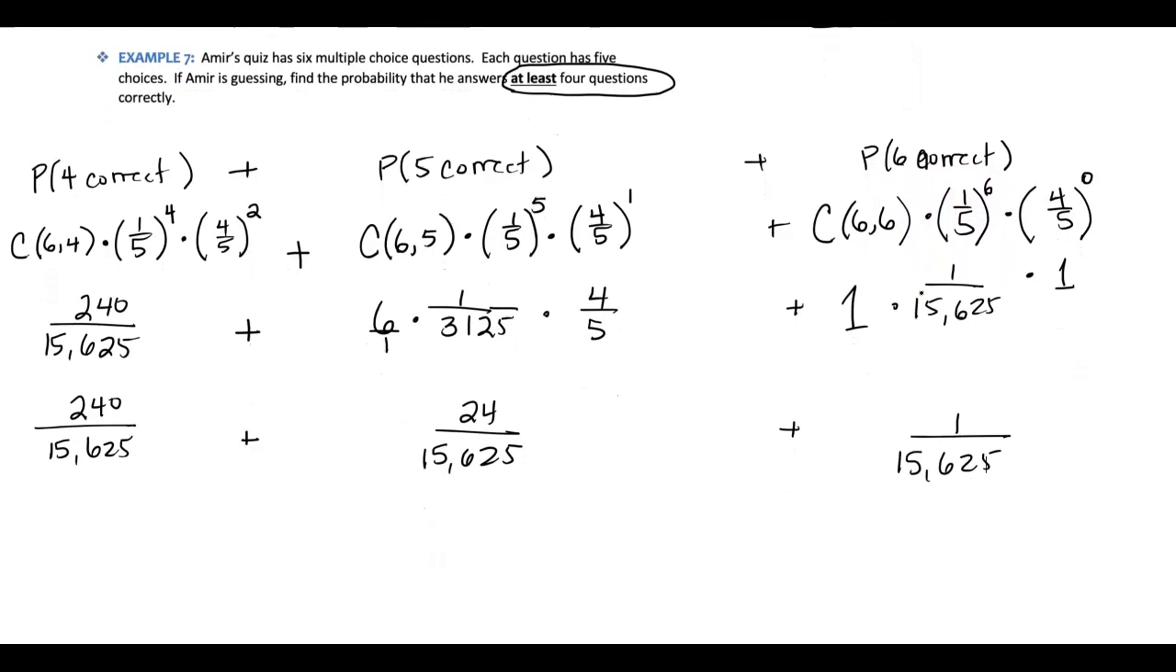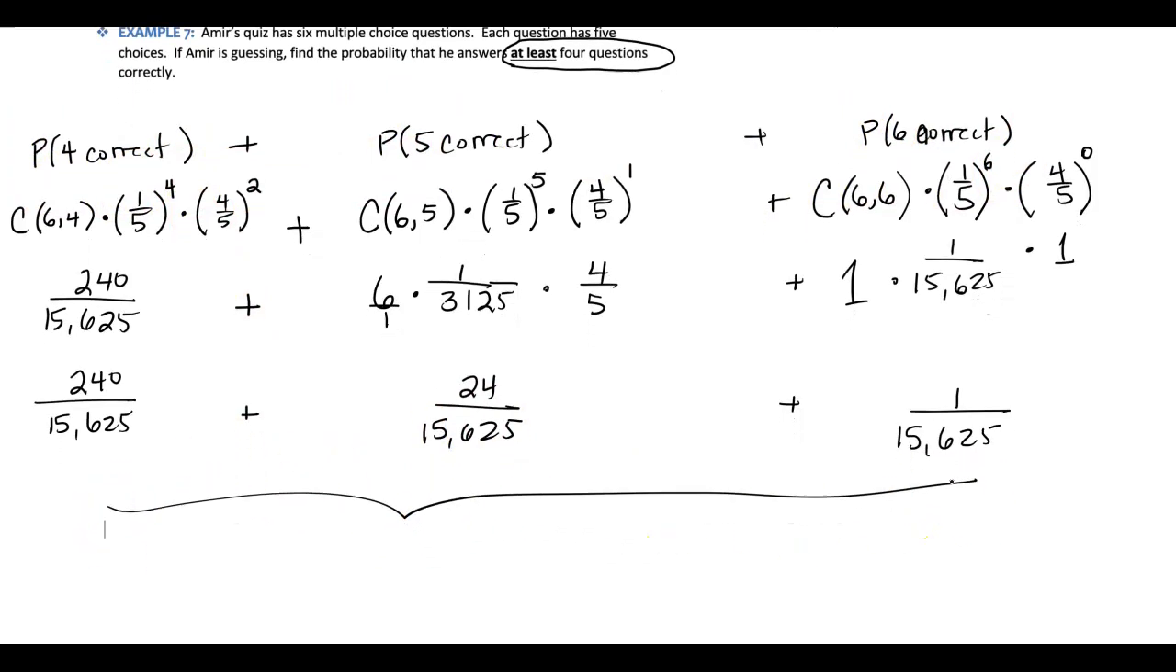To get at least 4 questions correct, we're going to put the 4 correct, 5 correct, and 6 correct all together because they all meet that description. So finding their sum increases our probability, and we get a total of 265 out of 15,625, or reducing, 53 out of 3,125.